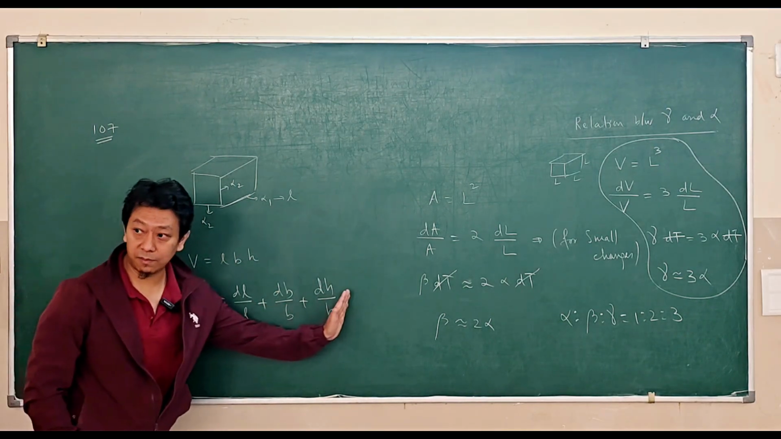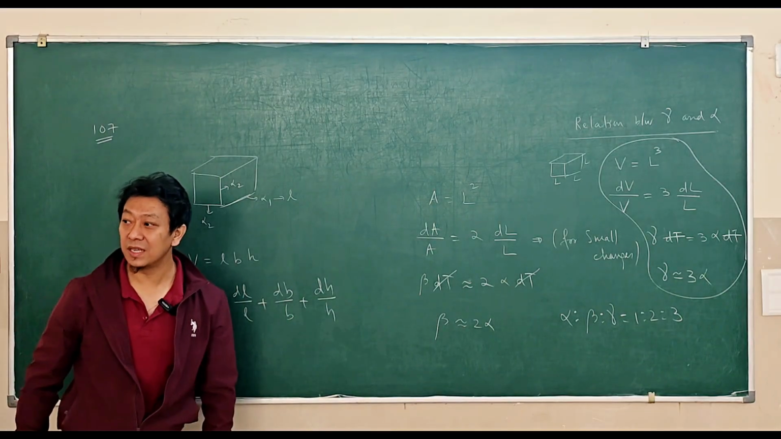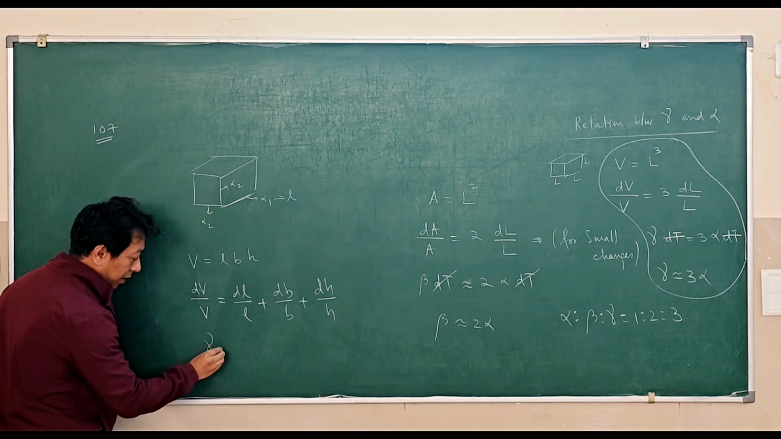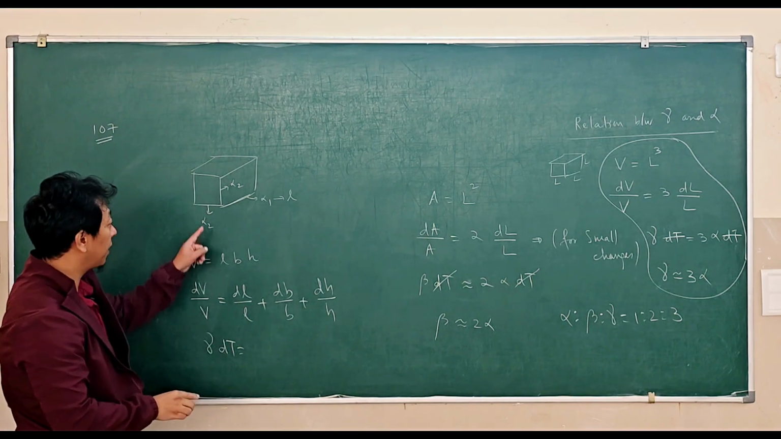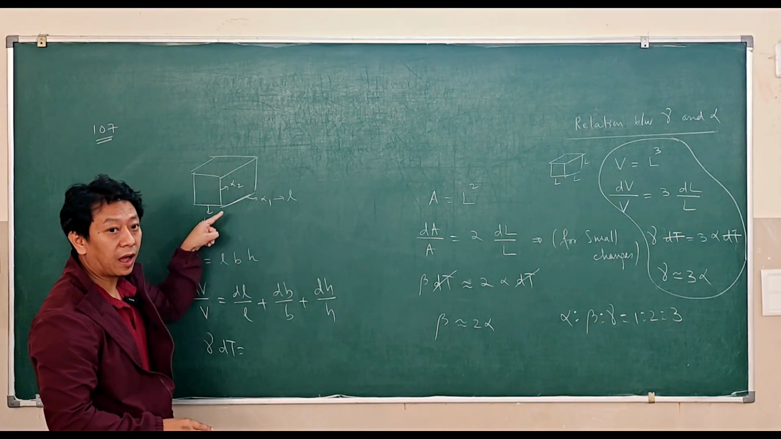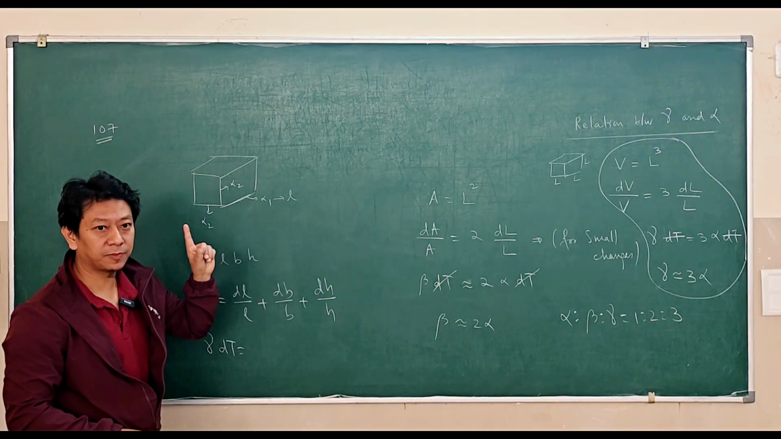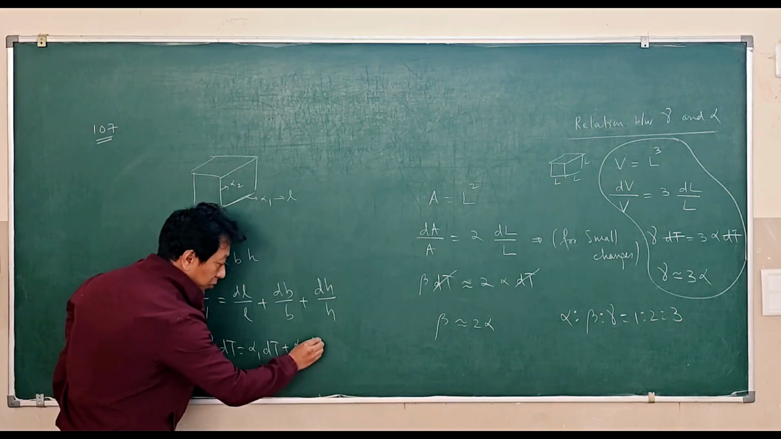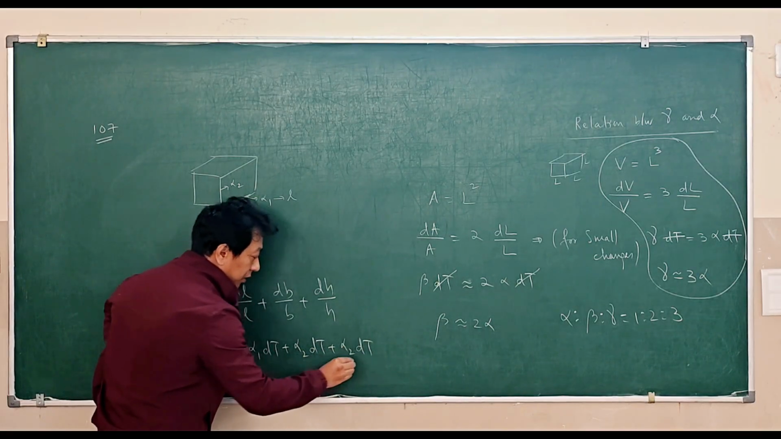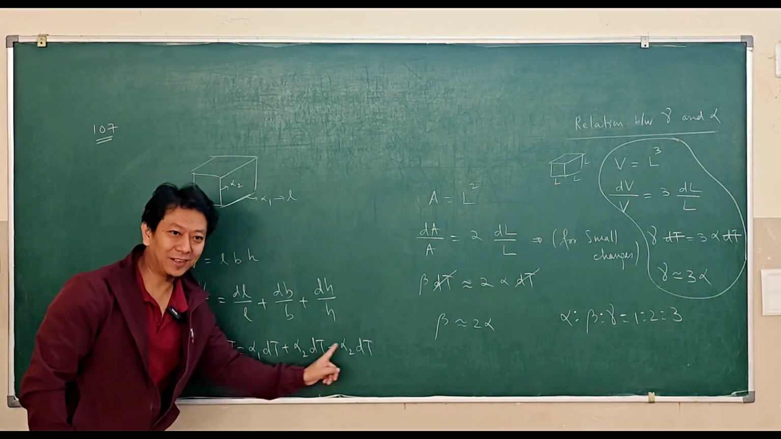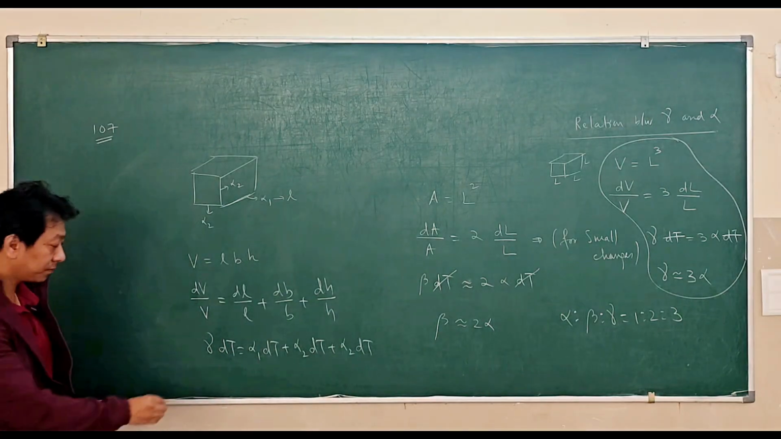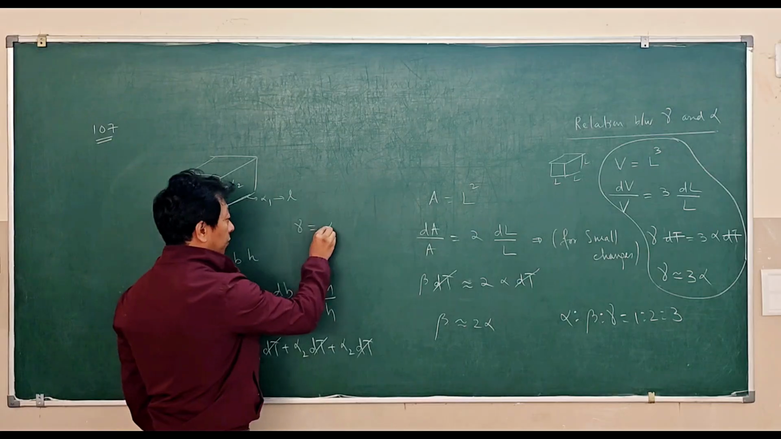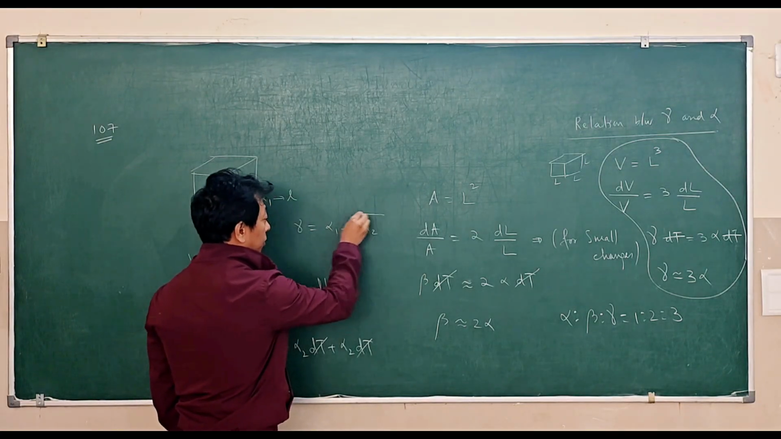Now all of them are lengths, remember, I have just given different symbols. What is dV by V? Gamma dt. This dl by L is in this direction, where alpha is alpha 1, the coefficient of linear expansion. So how will you write? Alpha 1 dt. For the other two, alpha 2 dt, alpha 2 dt. Take dt common and cancel. So what will you get for gamma now? Alpha 1 plus 2 alpha 2. Which option?